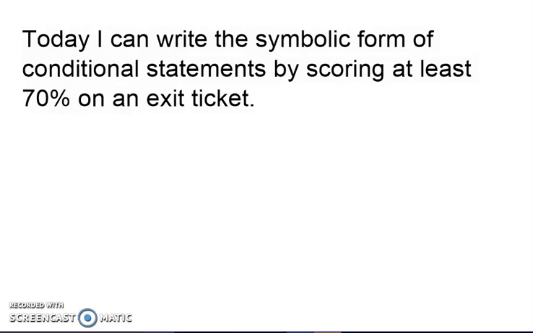Welcome to today's video. Today we're going to be focusing on writing the symbolic form of conditional statements, and we're also going to begin focusing on truth tables. We're going to show that mastery in class by scoring at least a 70% on an exit ticket. Hopefully you have the notes in front of you. If you don't, take out a fresh sheet of paper and we'll get you a blank set of notes tomorrow.